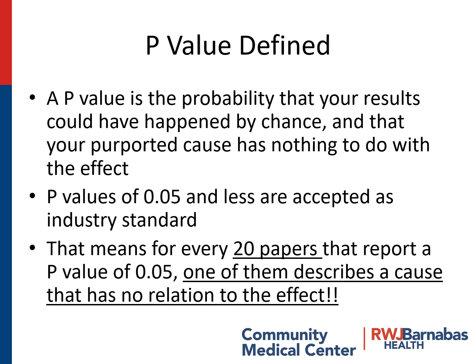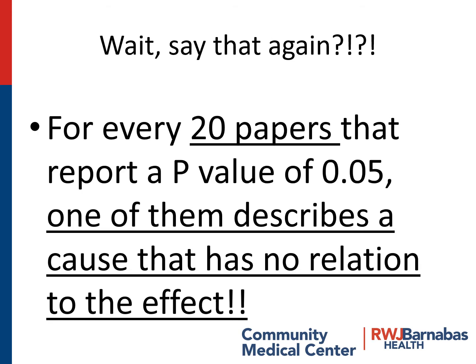But what that means is if you take 20 papers that report a p-value of around 0.05, one of them describes a cause that has no relation to the purported effect. And I'm just going to repeat it because it's important. For every 20 papers that report a p-value of 0.05, one of them describes a cause that has no relation to the purported effect.